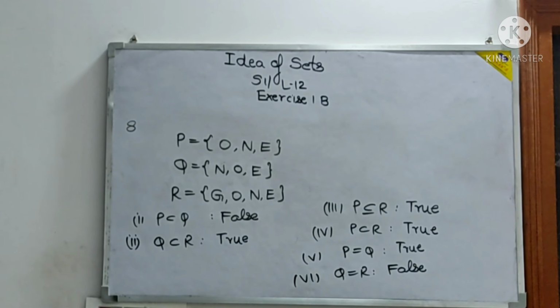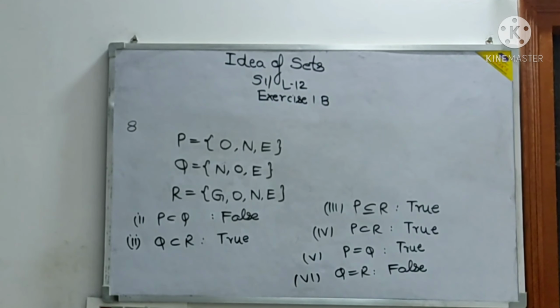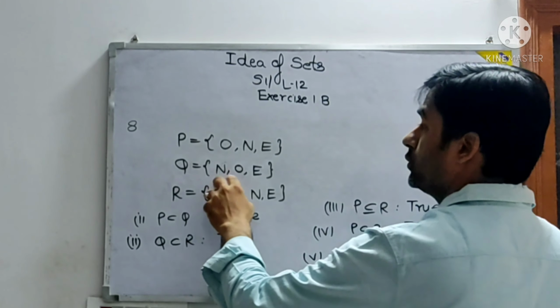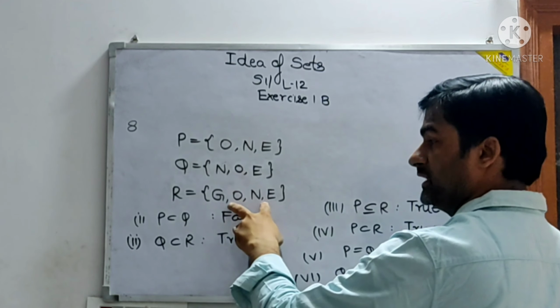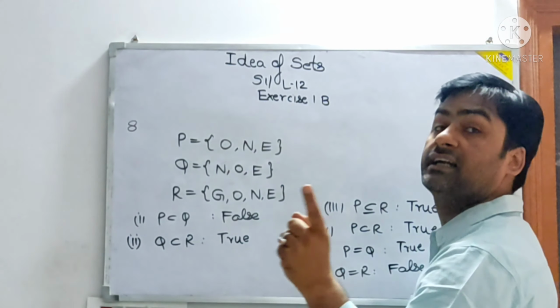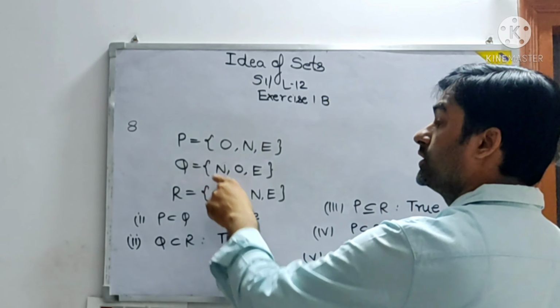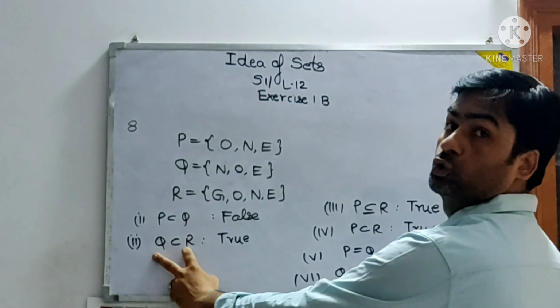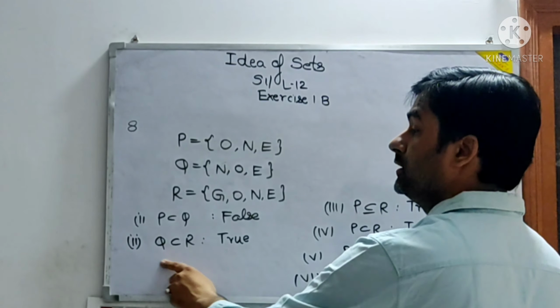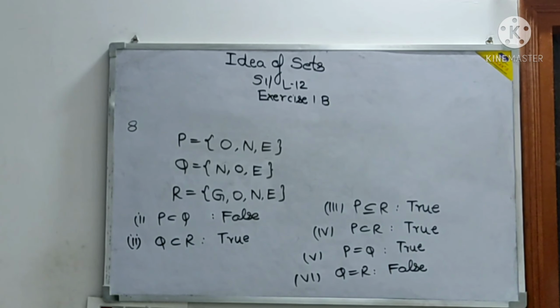And see one more thing. For the second part, why is it true? See, when I told the definition for proper subset, I told: if A and B are such that every element of A is an element of B, but B has at least one element which is not an element of A. Is this the case with Q and R also? All the elements of Q are there in R, but R has at least one element which is not there in Q. That's why Q is a proper subset of R.